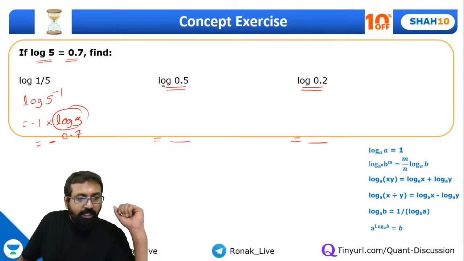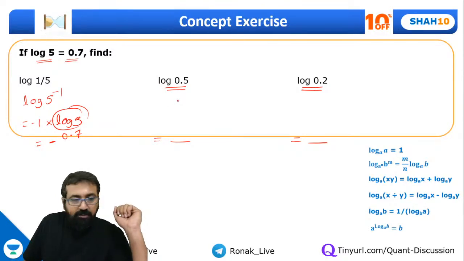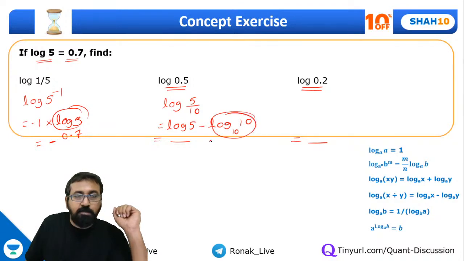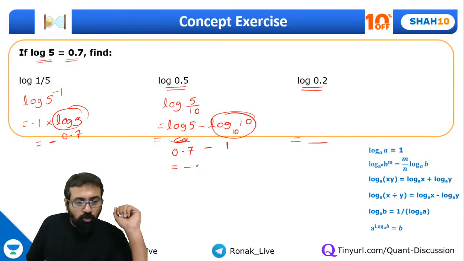What will be the value of this one? Log of 0.5. Of course you can consider this as log of 5 by 10, which is equal to log of 5 minus log of 10. When nothing is mentioned over here, this will be taken as base 10. So this is 1, and log of 5, of course, 0.7. So this will come out to be minus 0.3.